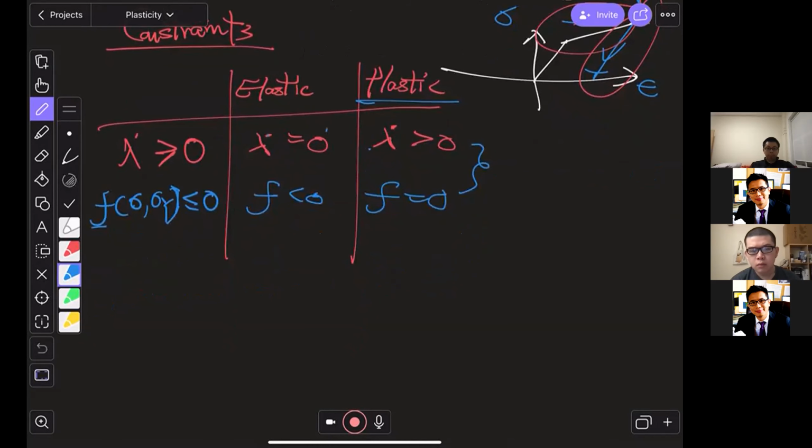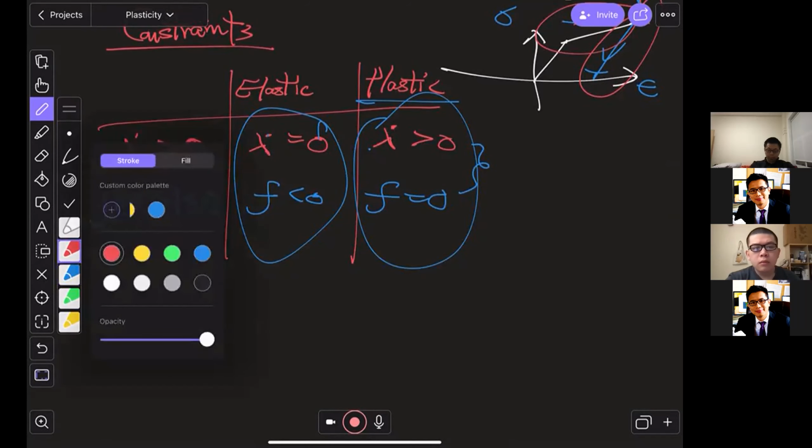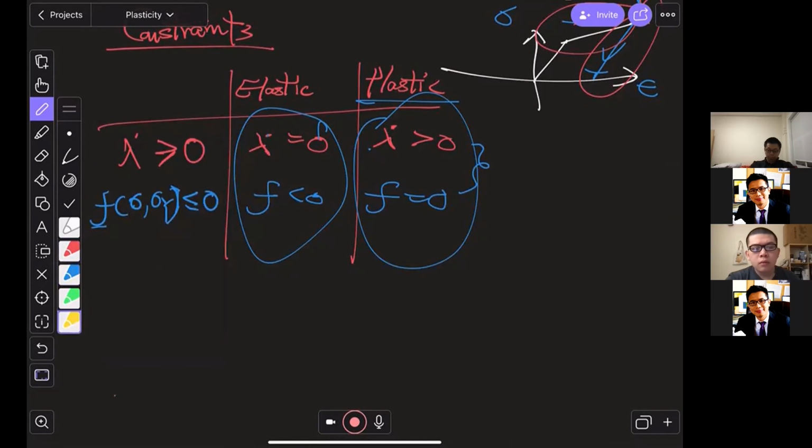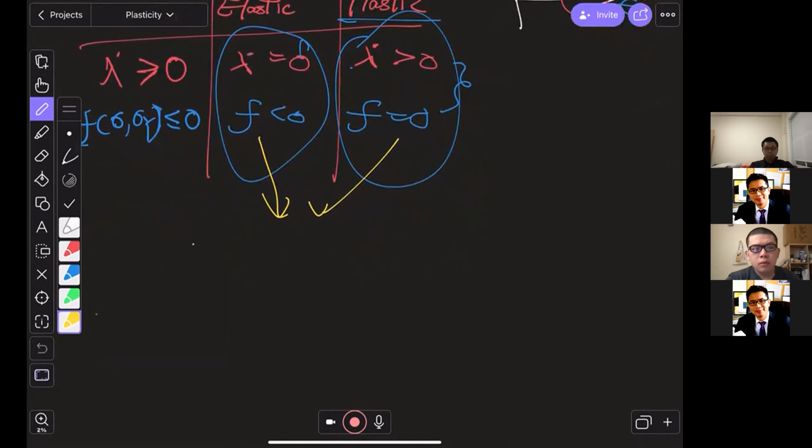Now, if I consider this column and then I multiply lambda dot and F together, what do I get? If I actually want to write the equation together out of it, what if I combine these two? I actually have lambda dot F equal to 0.